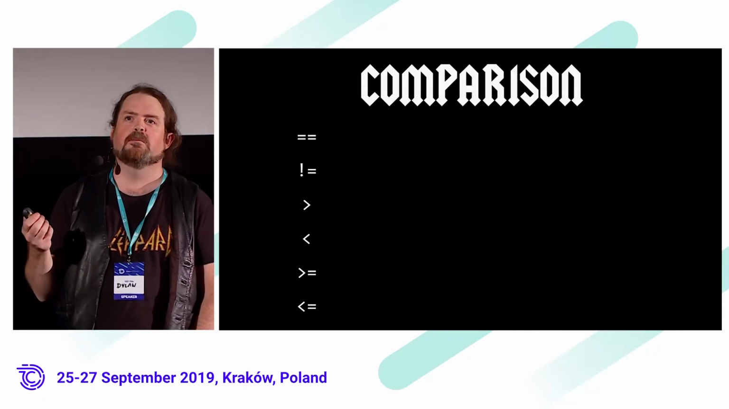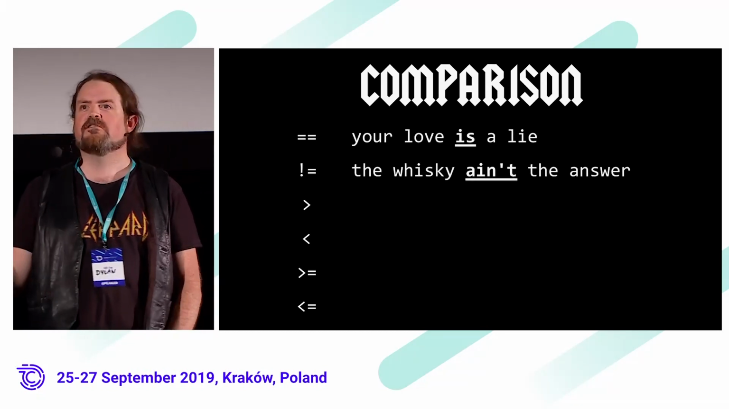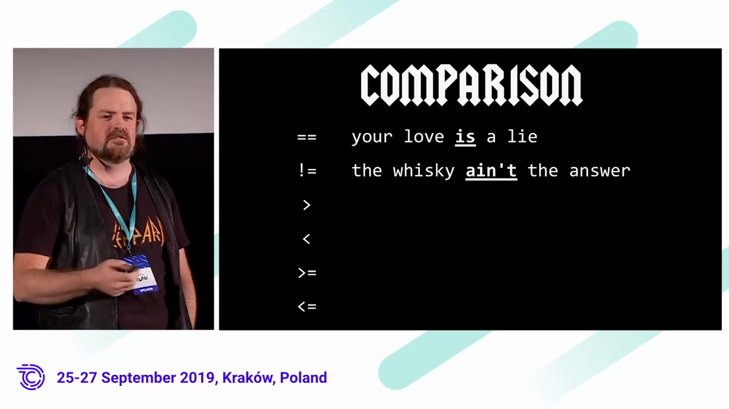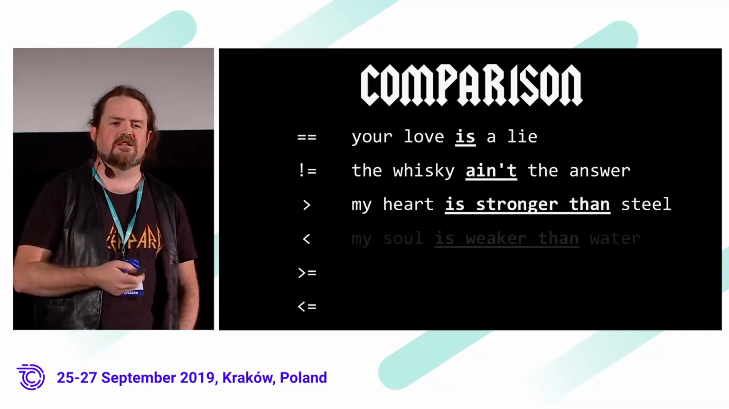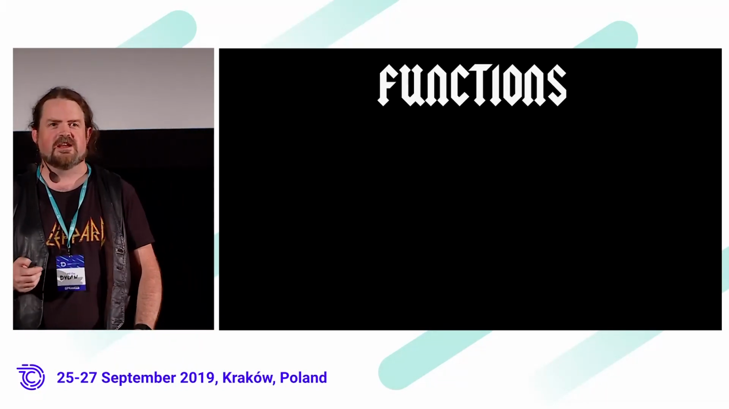We need comparison operators. All right, your love is a lie. Well, is it true or false? Your love is a lie. The whiskey ain't the answer. True or false? My heart is stronger than steel. My soul is weaker than water. My will is as strong as a lion. Your lies are as low as a snake.